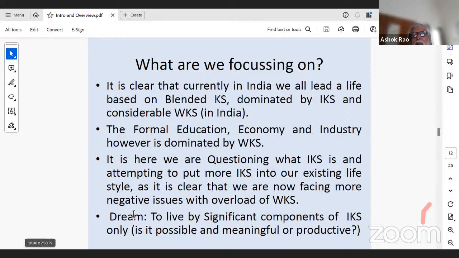What is our dream of this? To live by significant component of Indian knowledge system only. Is it possible? Is it meaningful? Is it productive? These are the questions to ask. Living by is difficult, but more difficult is to answer this.